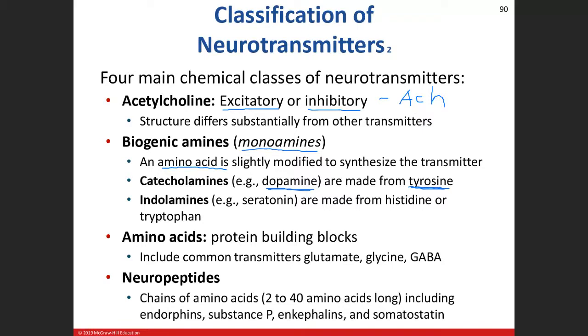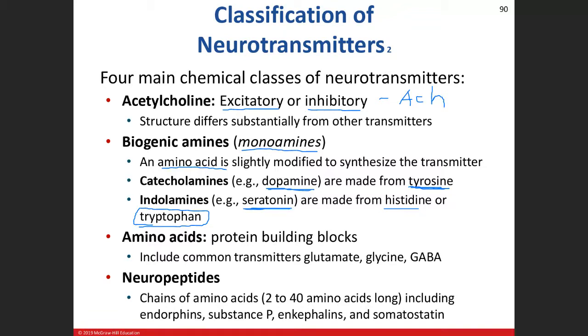The indolamines, serotonin is an example, are made from either histidine or tryptophan. If you're familiar with tryptophan, is anyone familiar with tryptophan? That's right. Every Thanksgiving you become familiar with it. It's the amino acid that makes you drowsy. And so certain serotonin-esque drugs can do the same thing.